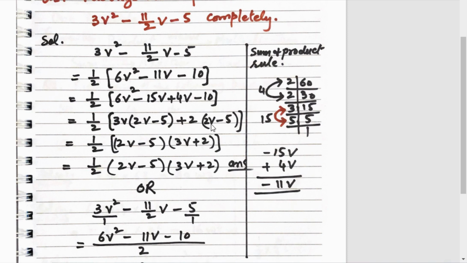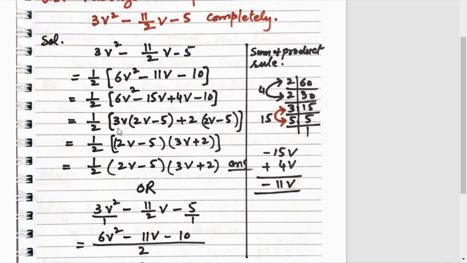2v will come over here as the remaining term, minus 2 fives are 10. This way we have taken common from the first two terms and from the last two terms. Now look at the expression throughout. The biggest factor is common in both the terms.